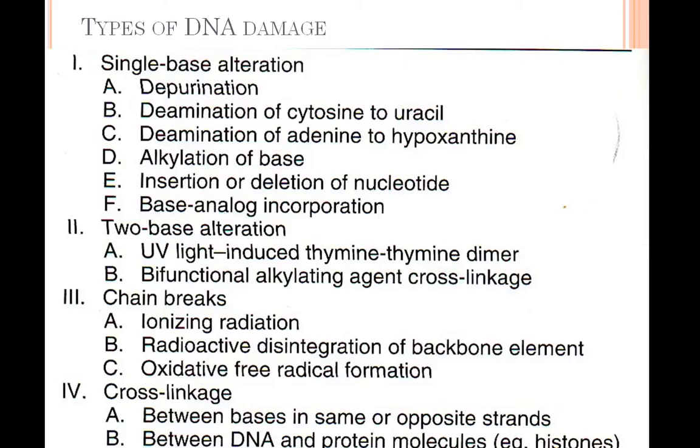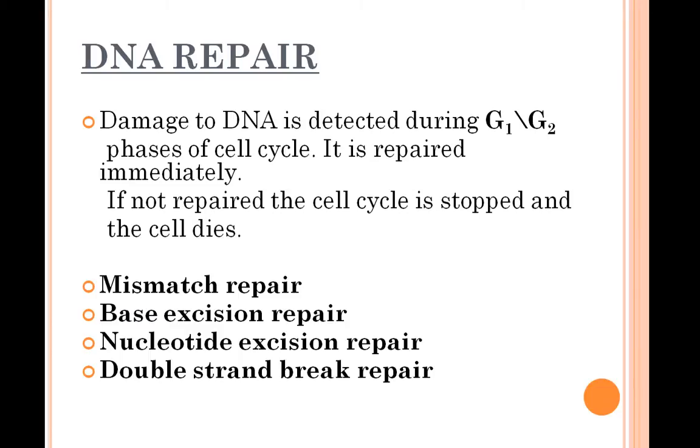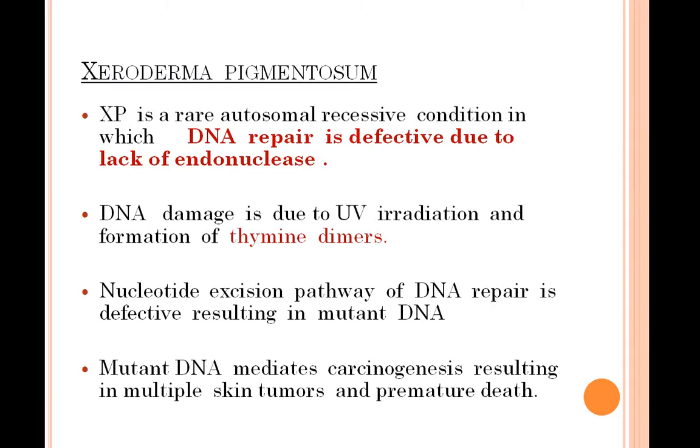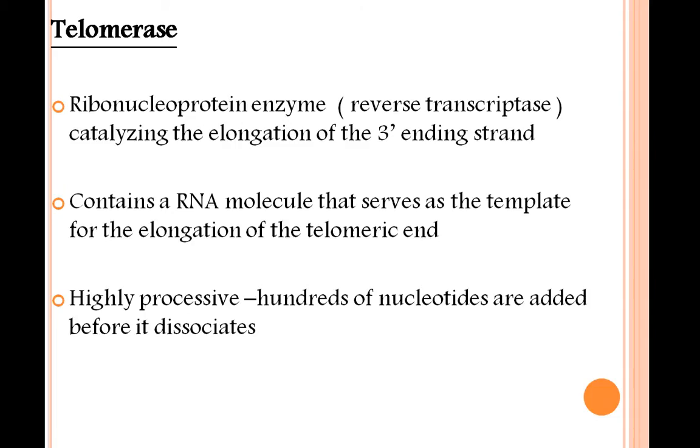Then there are telomeres and DNA damage. These are different types of DNA damage: mismatch repair, base excision, nucleotide excision, and double strand break repair. The abnormalities include xeroderma pigmentosum, ataxia telangiectasia, hereditary polyposis colon cancer, and Fanconi anemia. Xeroderma pigmentosum is an autosomal recessive condition where DNA repair is defective due to the inability to remove thymine dimers caused by radiation, resulting in mutant DNA that leads to cancer. Telomeres are the ends of chromosomes, synthesized by reverse transcriptase. Thank you.